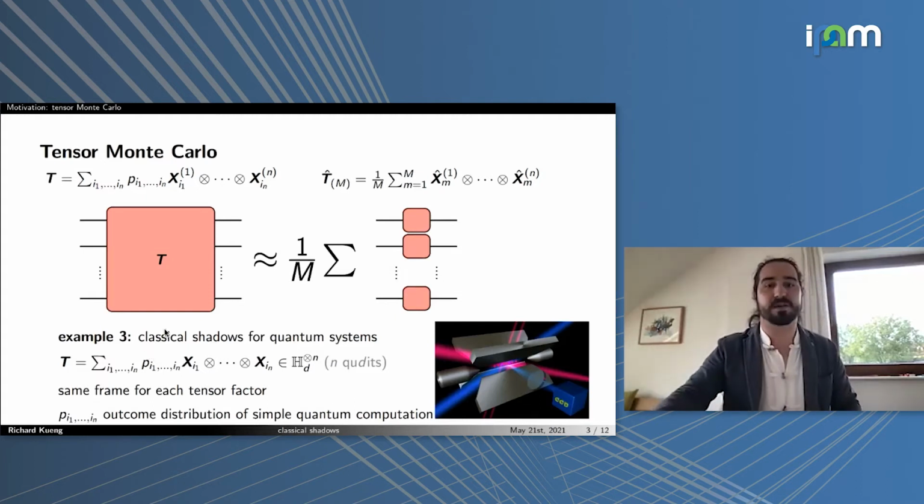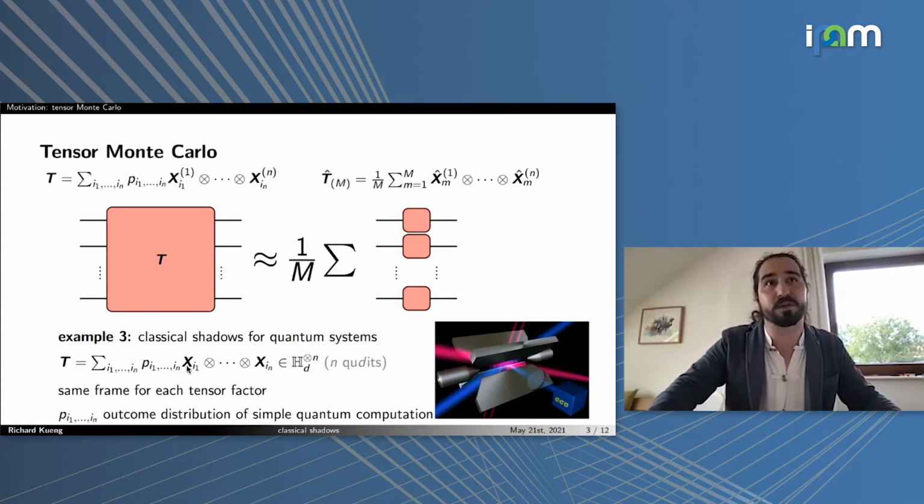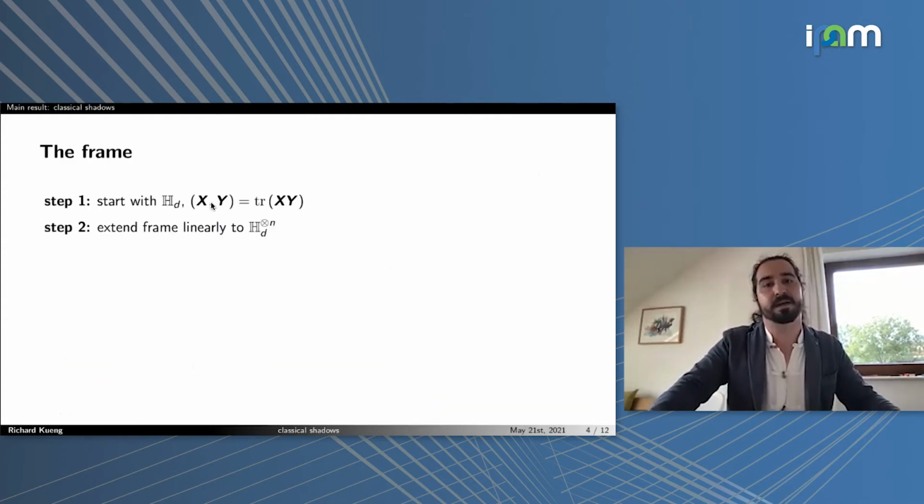Okay. The only question that remains after this description is what kind of frames, what kind of matrix bases should we use? And here, I want to... Richard, sorry to interrupt.